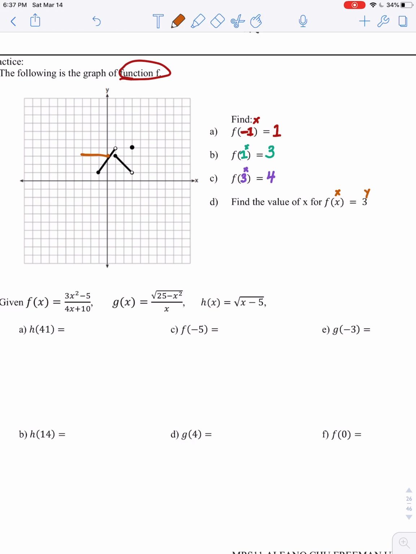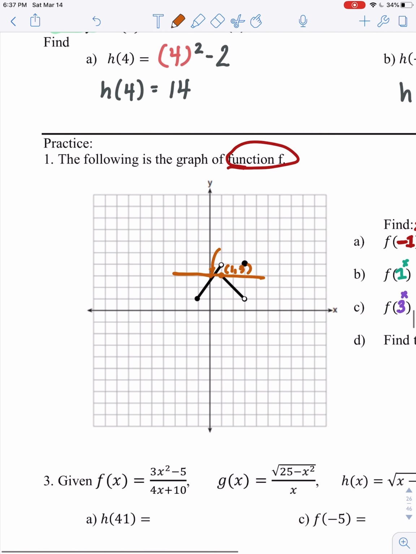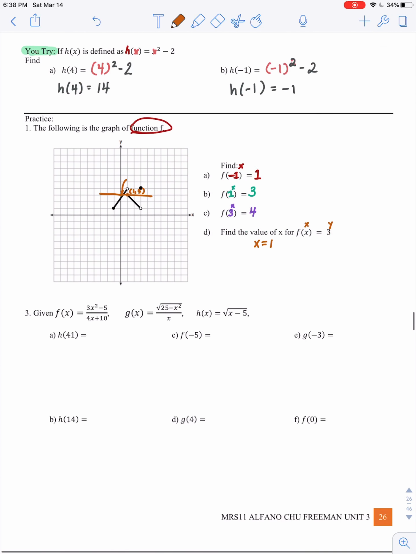I'm going to go across until I hit a point. So notice this point right here works, but that's a decimal, so I'm not going to use that one. I'm going to use this one right here. This is the point (1, 3). So when x is equal to 1, my output will be 3. That's all that means. Let's do some plugging in.